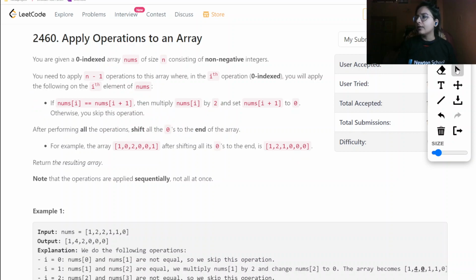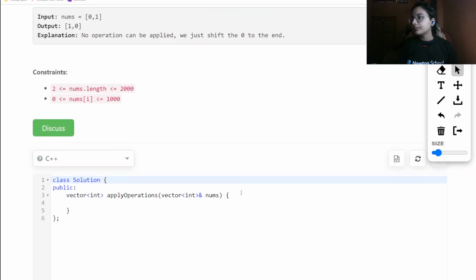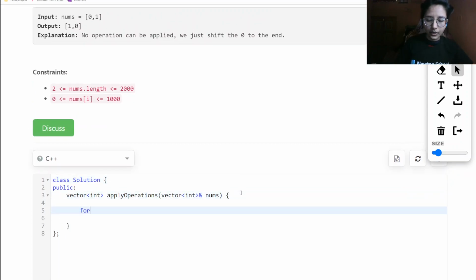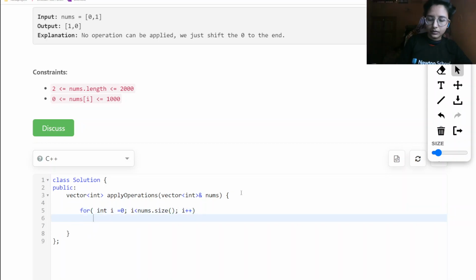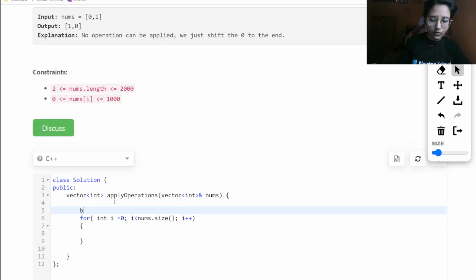Now let us go ahead with the coding part for the same. So the first thing we are required to do is: for int i equals 0, i less than nums.size, i plus plus. So we are basically traversing our nums. Now comes the vector answer, and at the starting let us make it equal to nums, so all the elements will come in that answer.